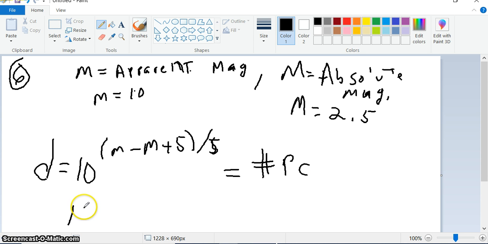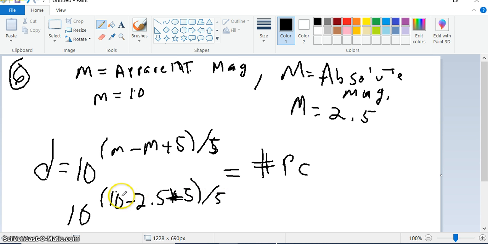It's going to be 10 raised to the quantity 10 minus 2.5 plus 5. Remember, you've got to do what's in parentheses first, and then divide. That's supposed to be a plus sign, and then that whole thing divided by 5. The way I always do this is you do what's in the parentheses, then divide by 5, and then there's always a function in your calculator that says 10 to the x or something like that.